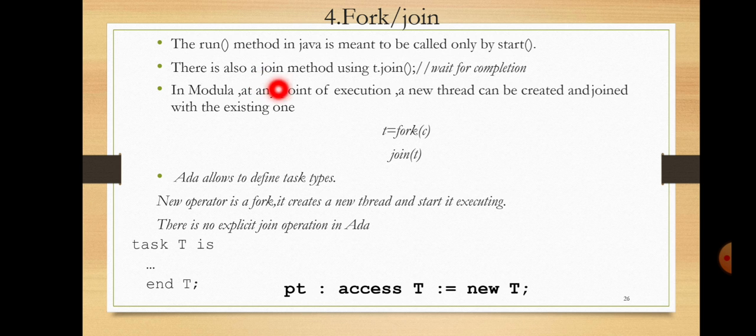There is also a join method, using t dot join. We can perform joining using t dot join. In Modula-3, at any point of execution, a new thread can be created and joined with the existing executing one. In Modula-3, just t is equal to Fork of C creates the thread. To join it, just give Join of t.